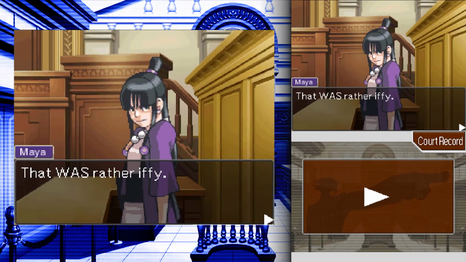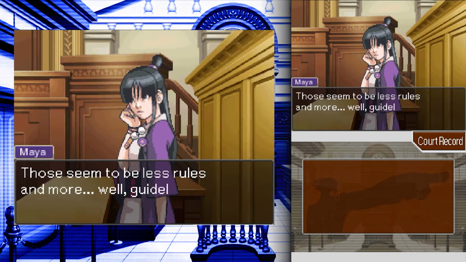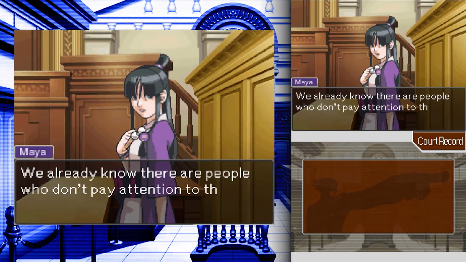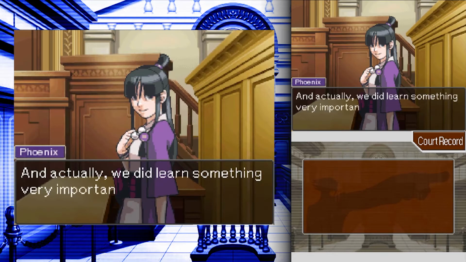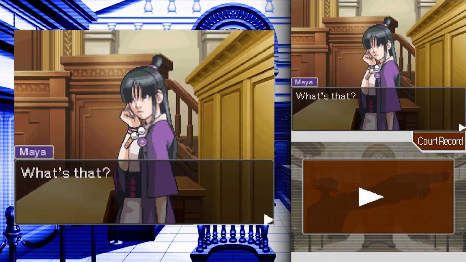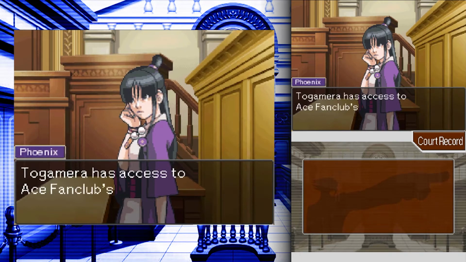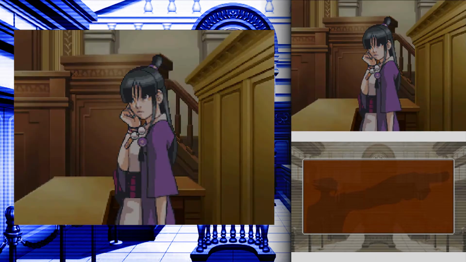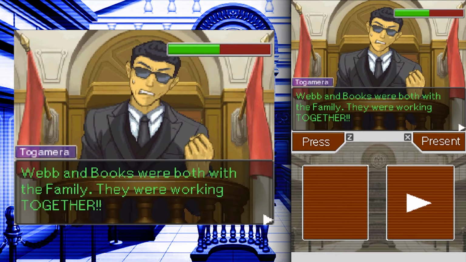Now, browsers are iffy, and we had to present it. Oh my god. Those seem to be less rules and more, well, guidelines. Yeah. We already know there are people who don't pay attention to them. I know, it was a bluff. And actually, we did learn something very important from this. What's that? He knew Stranger Love registered on a different computer. Togamera has access to Ace Fan Club's IP log. Okay, it's actually a good, interesting spin. Huh. So he knows the IP address logs.